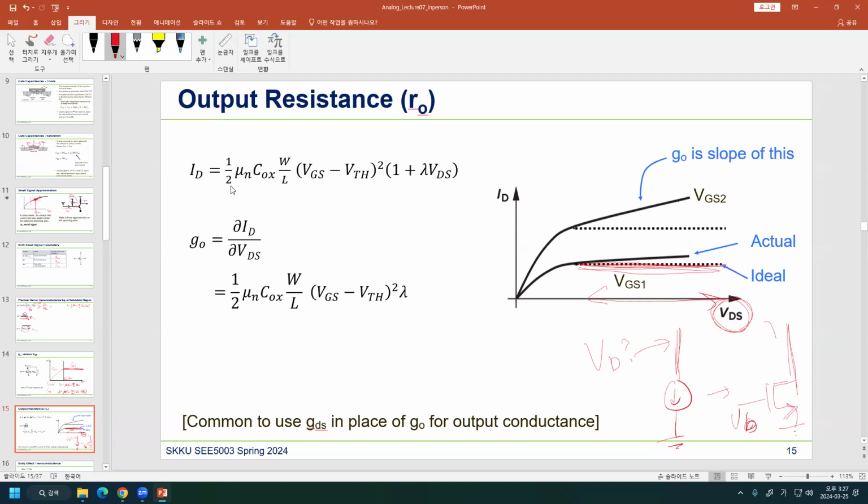Does it make sense? Any questions here? I think this can be confusing. The point is that we don't want channel length modulation. We want our MOSFET to be ideal, because when we design a current source, an ideal MOSFET gives us a perfect current source. But if we have channel length modulation, which means if we change VDS the current changes, we cannot make a good current source.